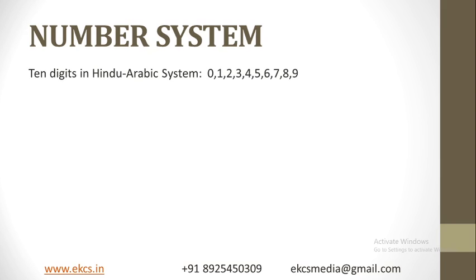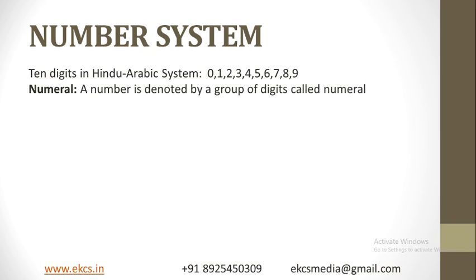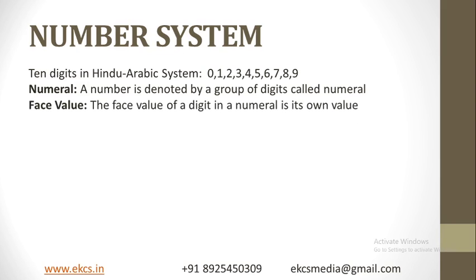Number System. The 10 digits in the Hindu-Arabic system are 0, 1, 2, 3, 4, 5, 6, 7, 8 and 9. A numeral is a number denoted by a group of digits. So, if you have to find the face value of a digit in a numeral, it is just the value itself. For example, consider the number 1357. The face value of 3 in this number is 3 and the face value of 5 is 5.